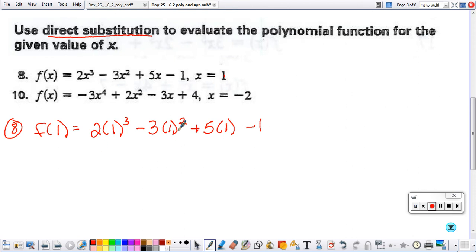You're evaluating, you're finding the value. So we have to simplify this. That's 2 minus 3 plus 5 minus 1. It's nice when they're multiplied, but when it's just the 1. This is negative 1 plus 4, so I get 3 when I direct substitute in that value. So you try 10 while I write my work here. We're going to substitute in the negative 2, so this one's going to be a little bit harder.